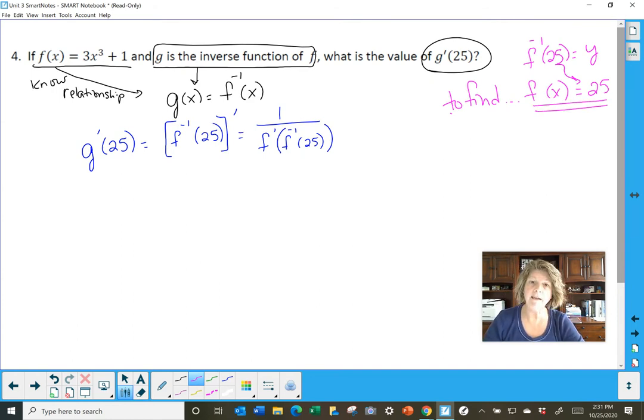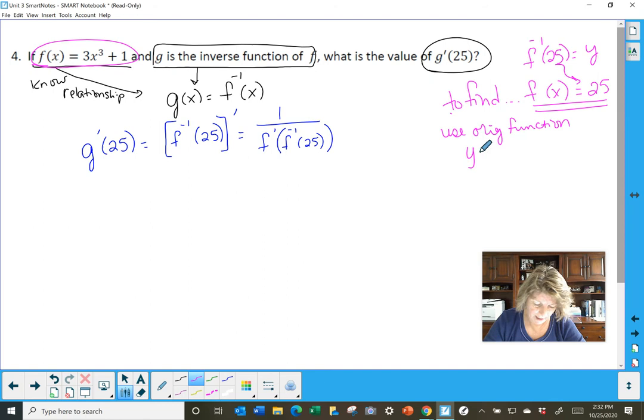Did they give me the information like they've been doing in the table in that last write-up? No such luck on that, but I do have the original function. So I'm going to use the original function and set it equal to 25.